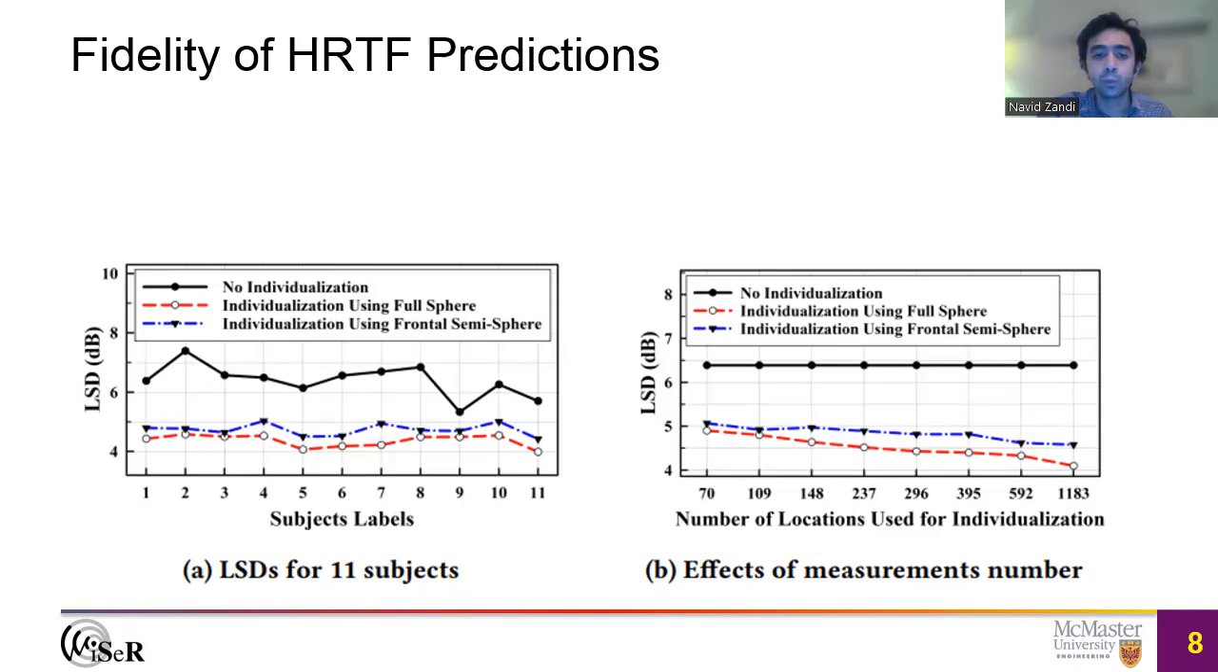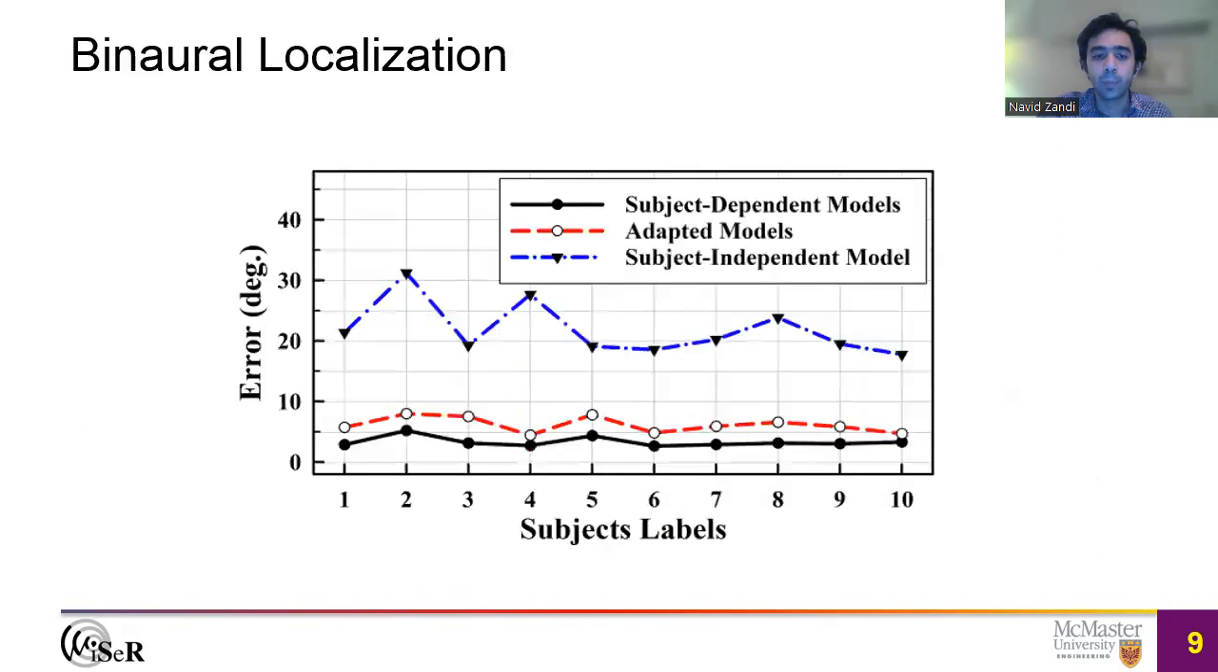Moreover, in our proposed measurement procedure, measuring points in the back of the head is hard. In both figures A and B, you can see the effect of collecting data from the users only from the frontal hemisphere, shown with a blue line, which leads to a slightly lower performance, but it's still a big improvement over the non-individualized or general model.